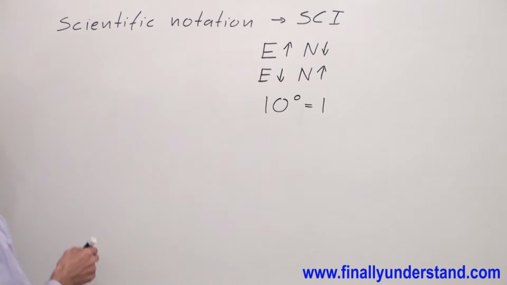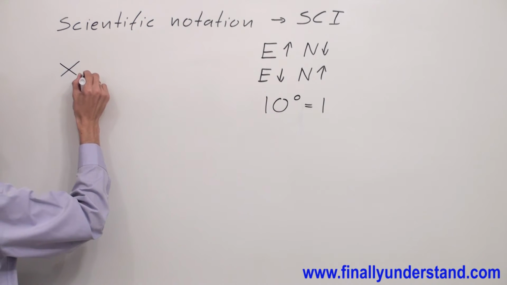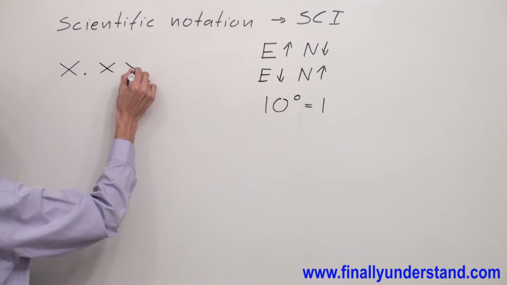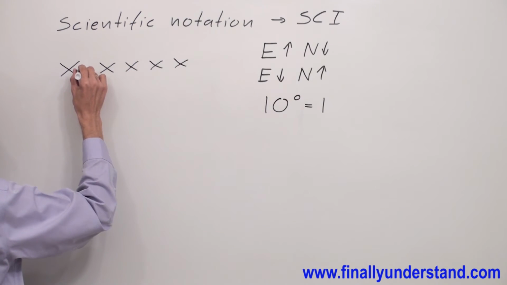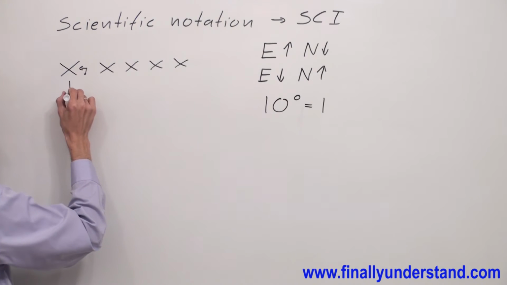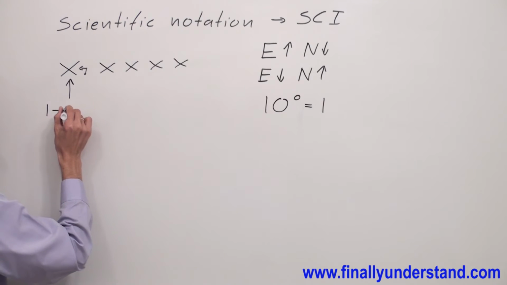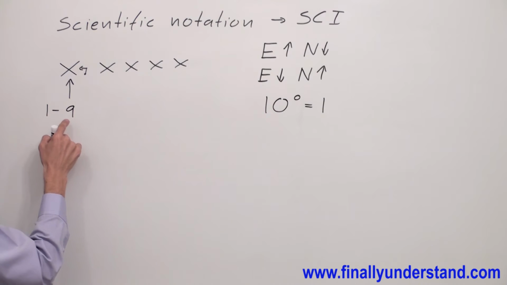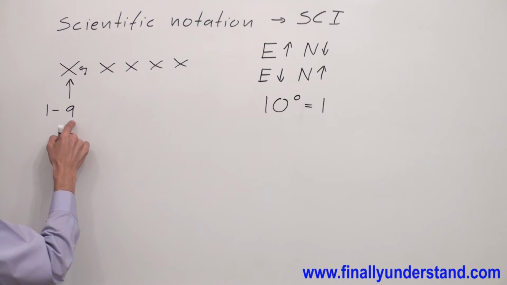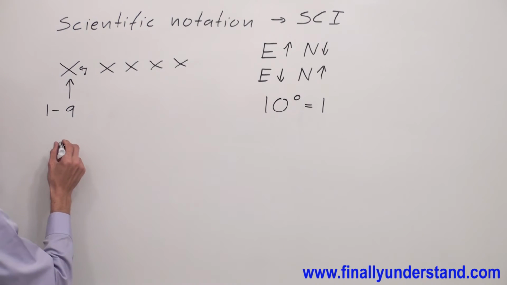Now, if we are going to talk about scientific notation, keep in mind that the number on the left side of the decimal point is supposed to always be between 1 and 9. It cannot be less than 1 and cannot be greater than 9. Let's take a look at this example.